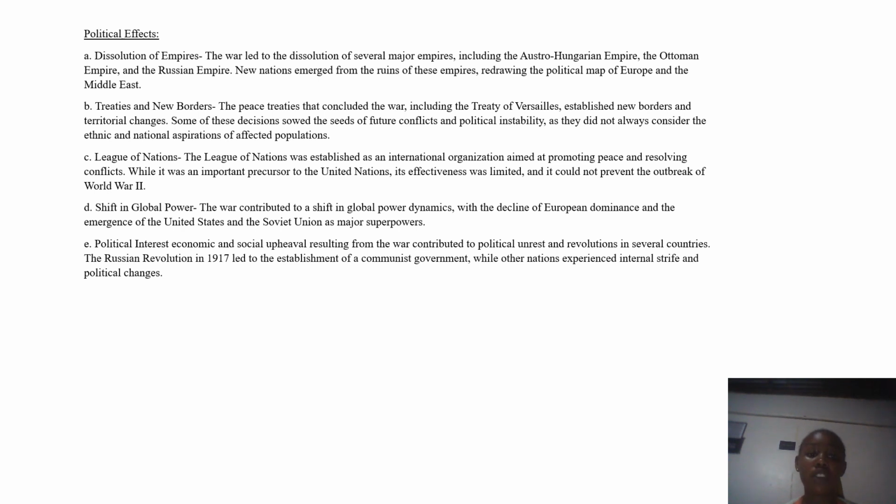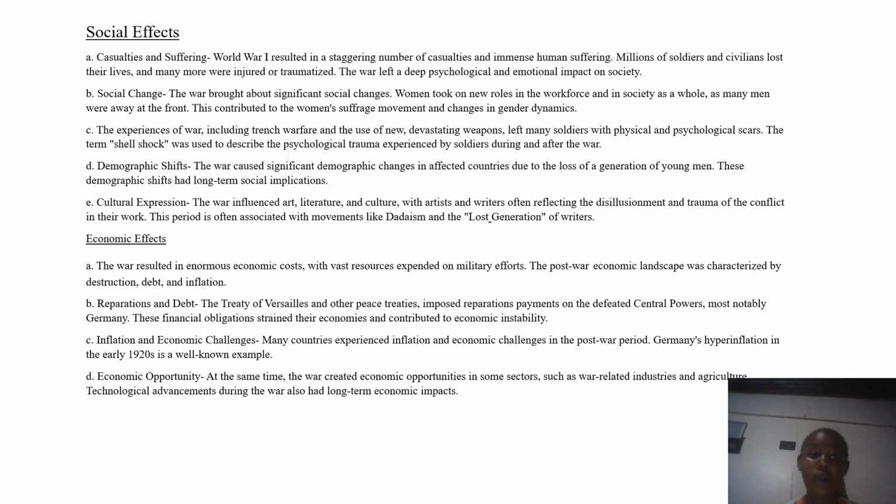There was a shift in global power and political interest, and economic upheavals resulting from the war contributed to political unrest and revolution in several countries, which led to the revolution in Russia. Then there were social effects, such as the death rates of the people and cultural expression. The war influenced art, literature, and culture, with artists and writers often reflecting disillusionment and trauma.